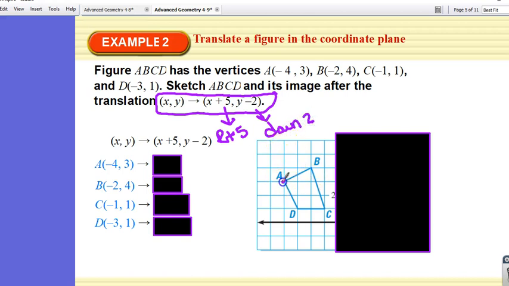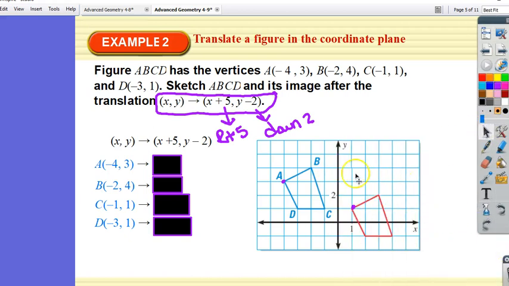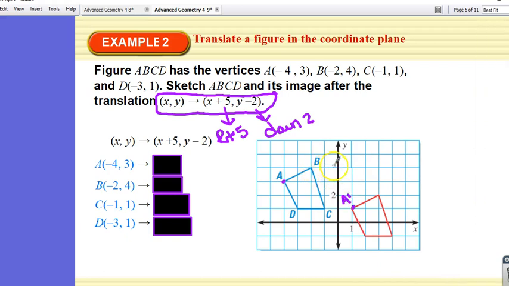So you take each of these points and you go right 1, 2, 3, 4, 5, down 1, 2, and your A prime should be around there. Right 1, 2, 3, 4, 5, down 2, B prime. Right 1, 2, 3, 4, 5, down 2, C prime. Right 1, 2, 3, 4, 5, down 2, D prime.